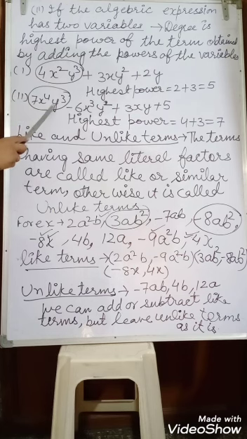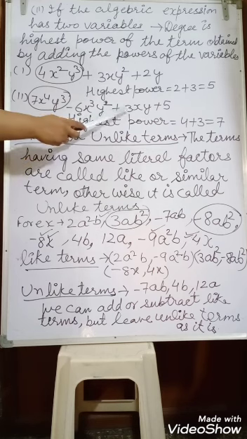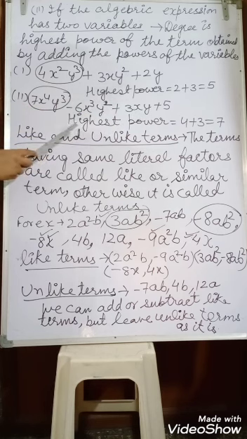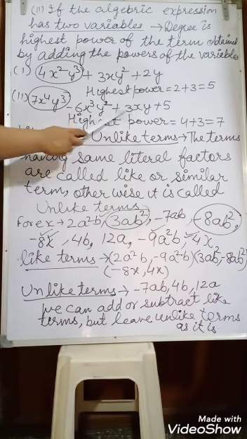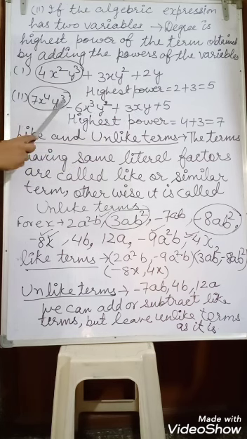Again, 7x to the power 4, y to the power 3, minus 6x cube y square, plus 3xy, plus 5. Now the highest power is 4 plus 3. Since 4 and 3 are the highest powers from the rest of the terms, the highest power is 4 plus 3, that is equal to 7.